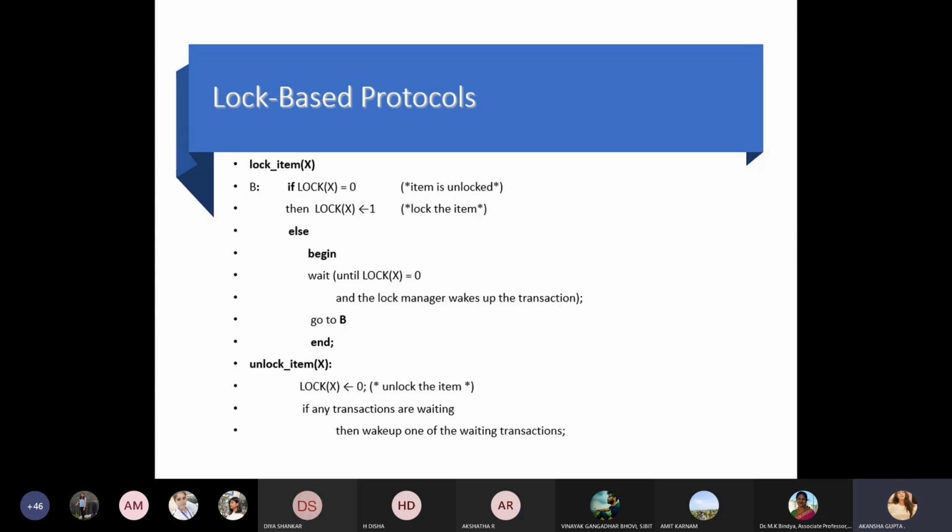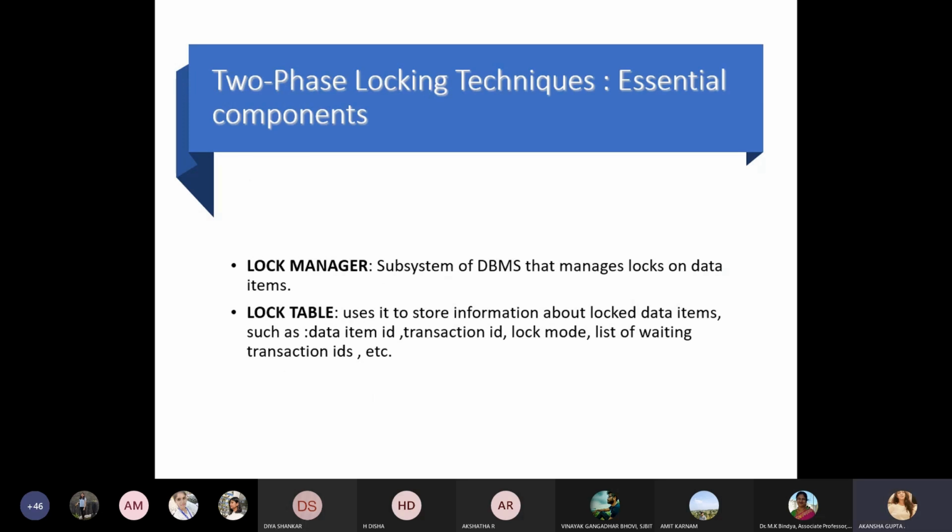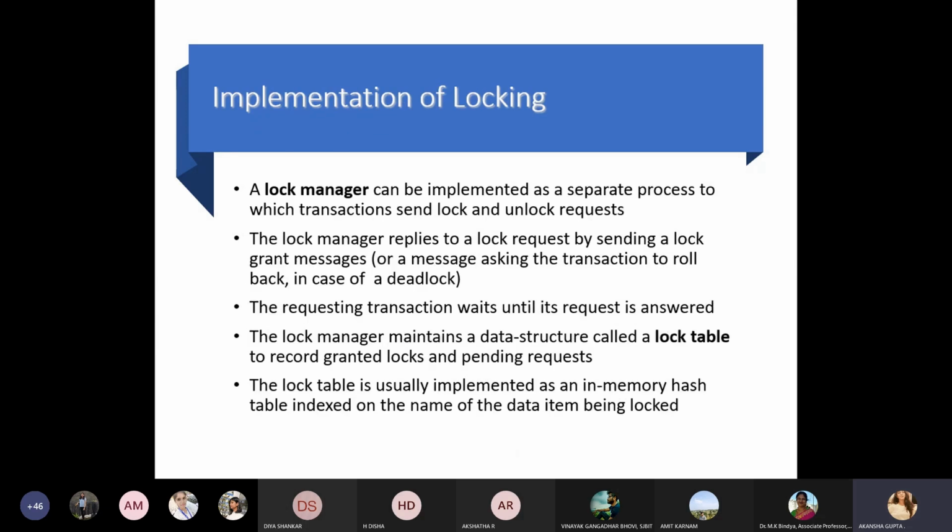So here a binary lock enforces mutual exclusion on the data items. So we have two essential components in two-phase locking techniques, that is lock manager and lock table. The lock manager is a subsystem of the DBMS that manages locks on data items, whereas the lock table is used to store information about the locked data items such as data item ID, transaction ID, lock mode, list of waiting transaction IDs, etc.